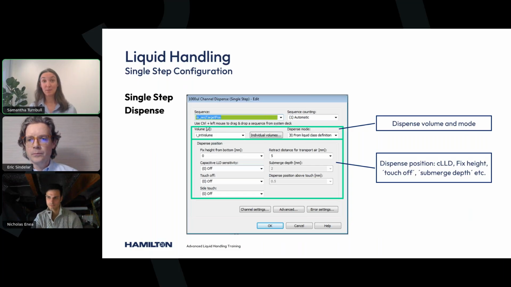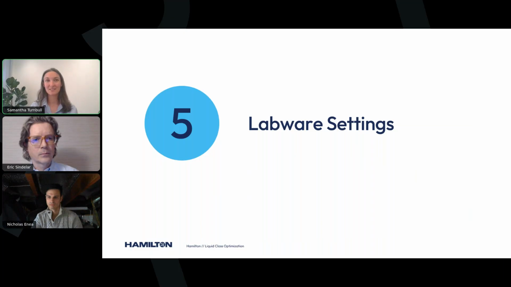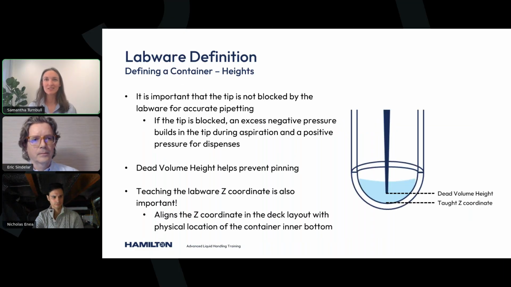Now, all of these aspirate and dispense positions are really dictated by your Labware settings. So I can't dispense 1 millimeter off the bottom of a well if I don't know where the bottom of that well is. So especially for your aspirate and dispense positions, in addition to the XY centering of your tip within the well, the Z height for the bottom of your well is very important. So you want to teach the bottom of your well such that the tip is never occluded or blocked by touching the bottom of the well during any of your aspiration or dispense commands.